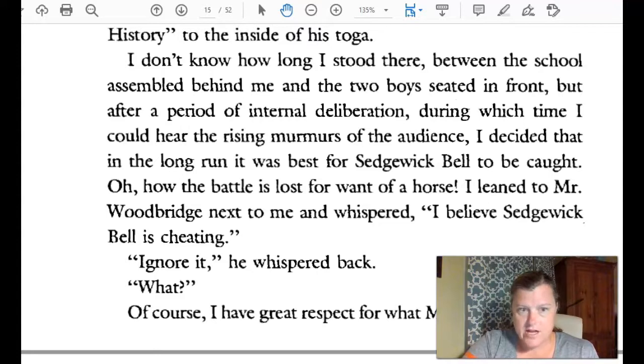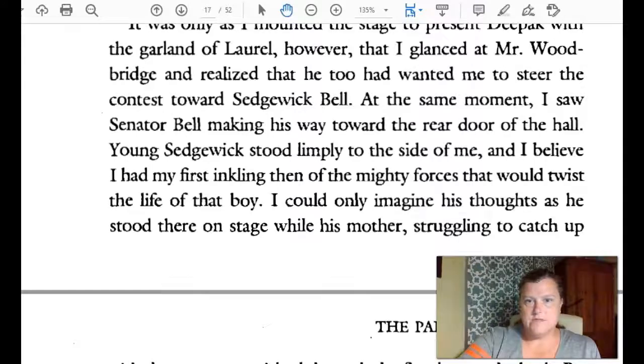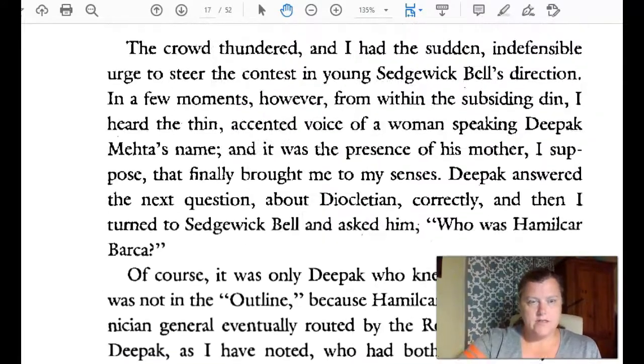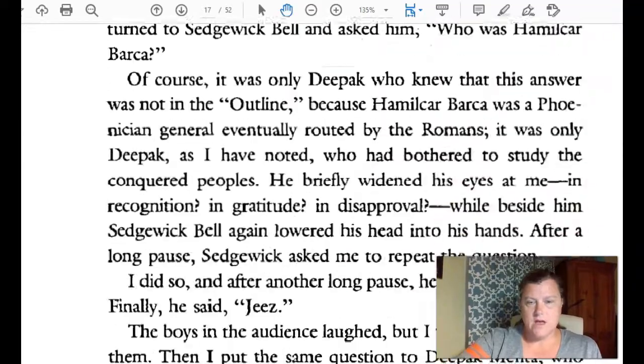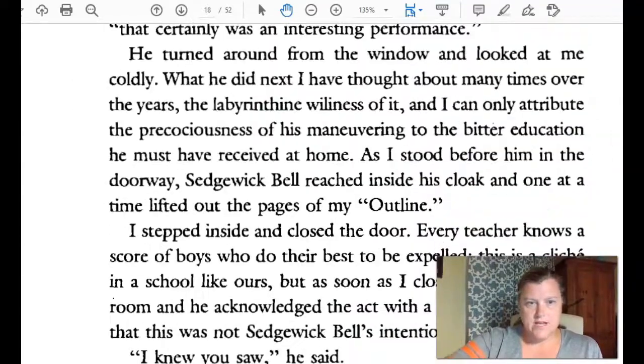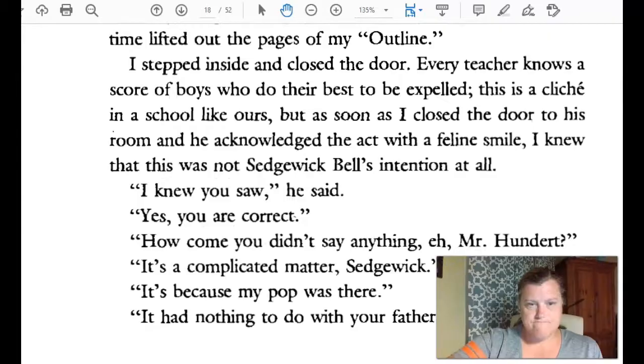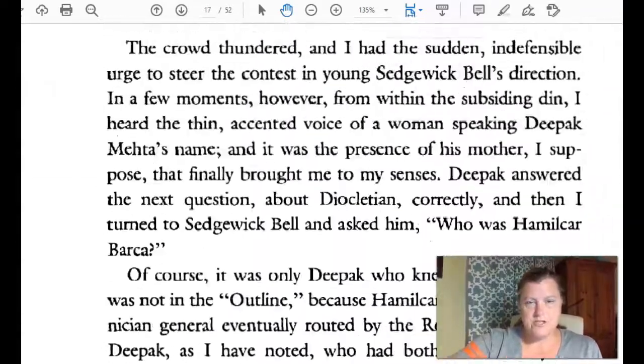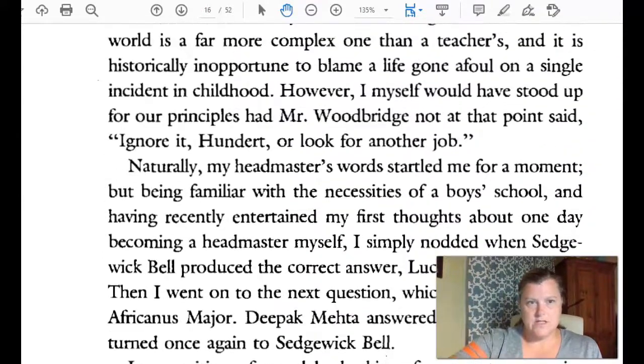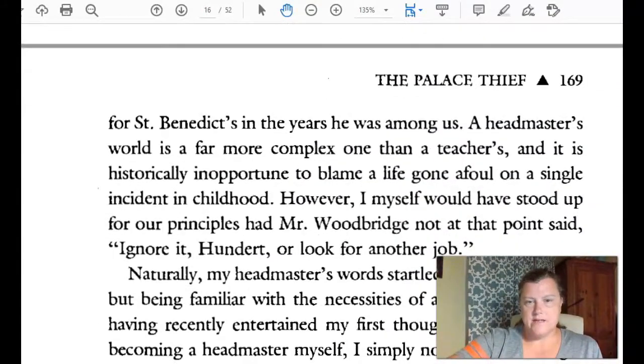However, his boss, Mr. Woodbridge, the head of the school, tells him to ignore it. As you see right here, he's telling him, ignore it. And there is the conflict. It's an external one because his boss is telling him to ignore it. And then he threatens his job. Let me go back up. Sorry, I messed up here. Mr. Woodbridge tells Mr. Hundert to ignore it. And here I am back. Sorry about that.